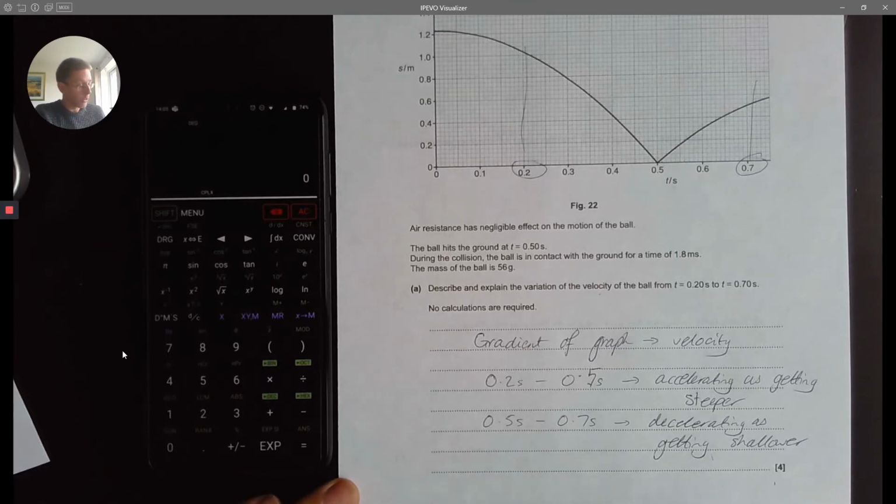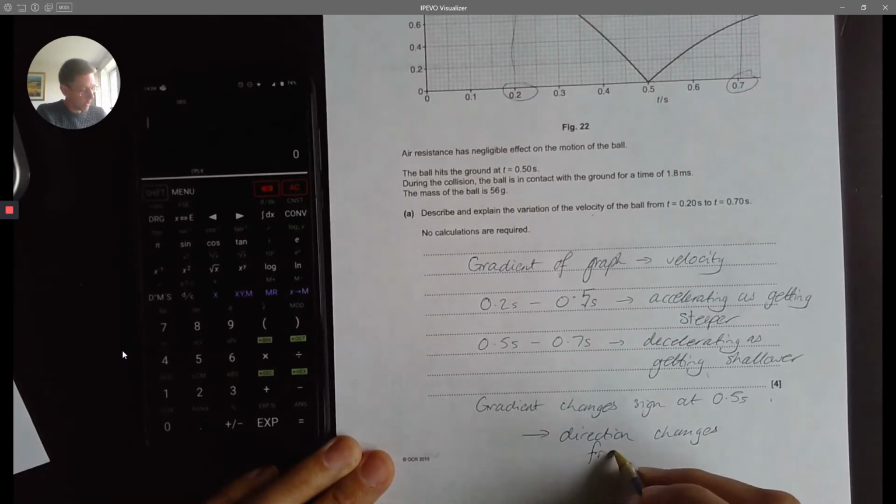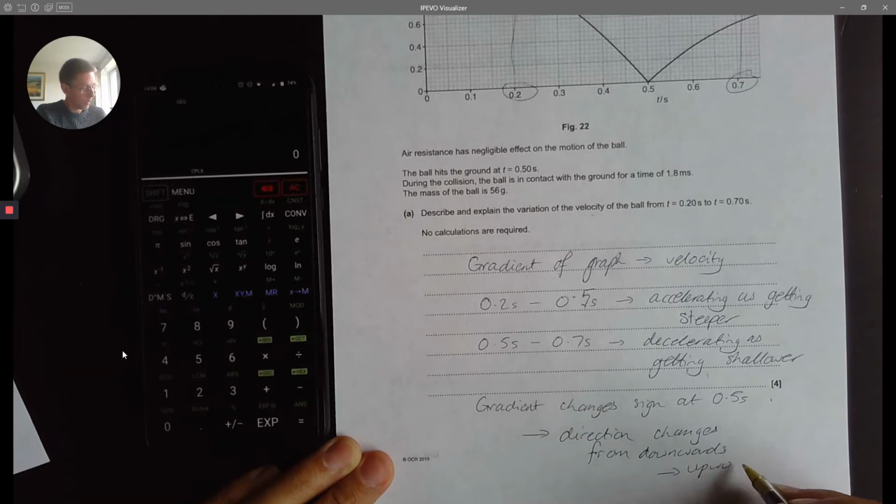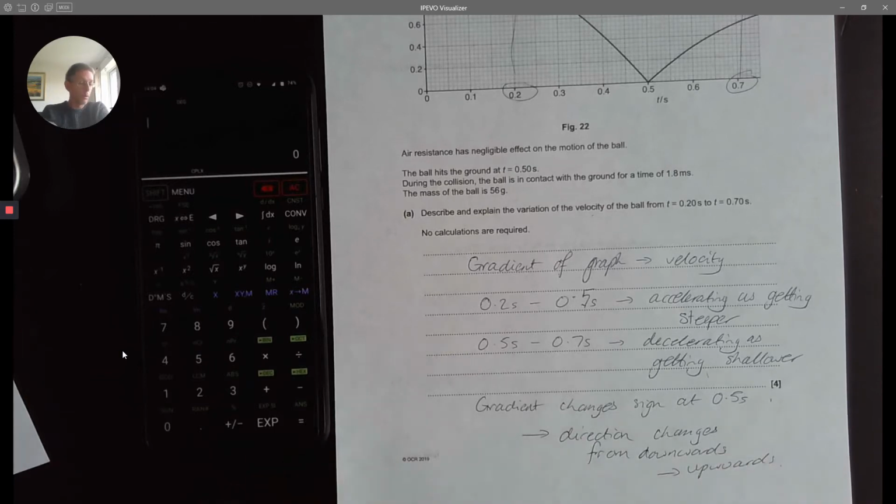We just need a 4th thing to say. So what we can say is that the gradient changes sign at 0.5 seconds, and that means that the direction has changed, from downwards to upwards. Okay, so that'll get you your 4 marks.